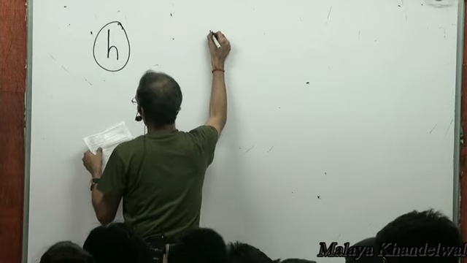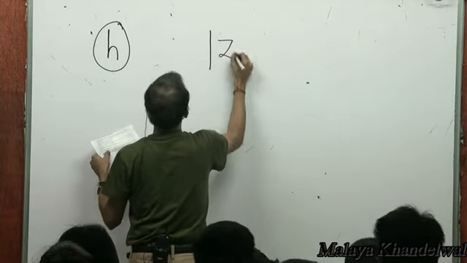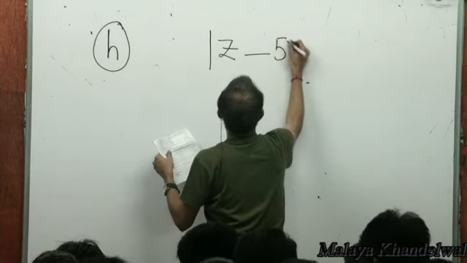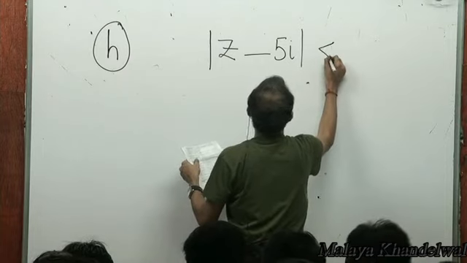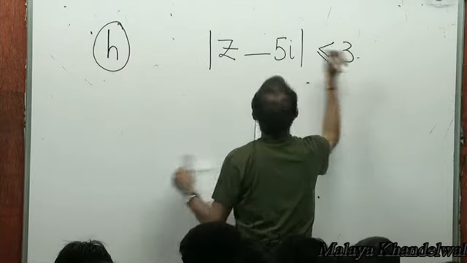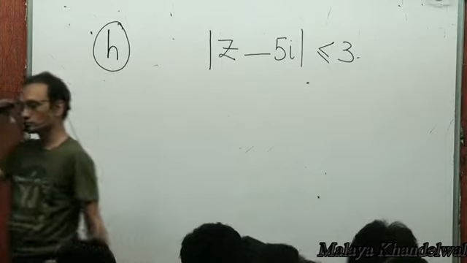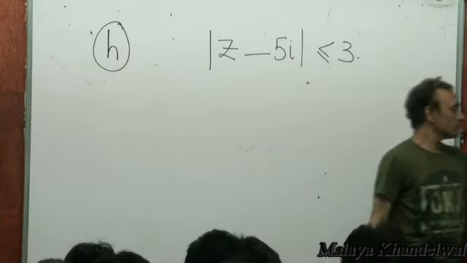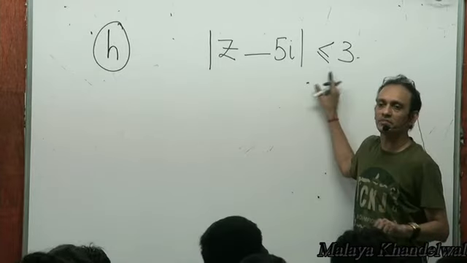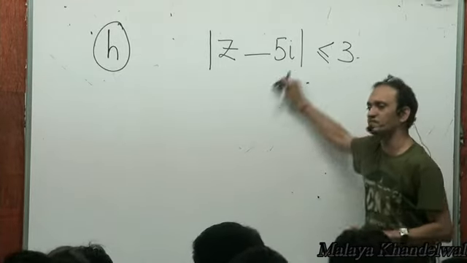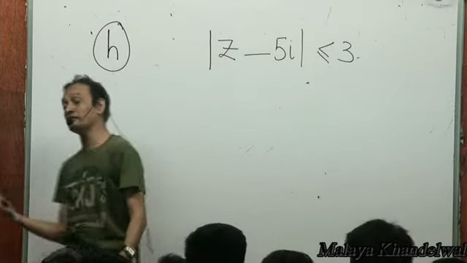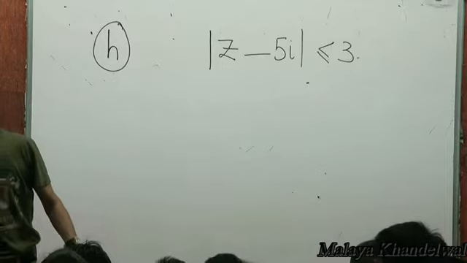We want to find a complex number Z having least positive argument such that mod Z minus 5i is less than or equal to 3. Right? We want to find, see, Z is a complex number like this. There are several Z's that satisfy this condition. Of the several Z's that satisfy this condition, we want to find that Z which has the least positive argument.